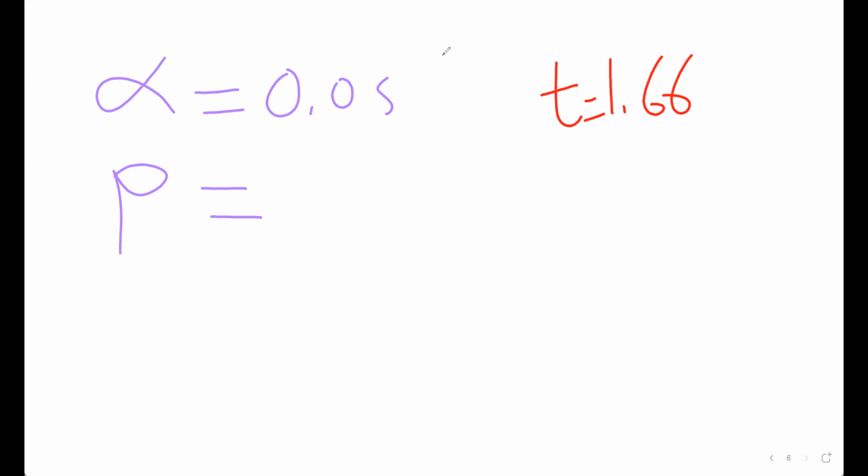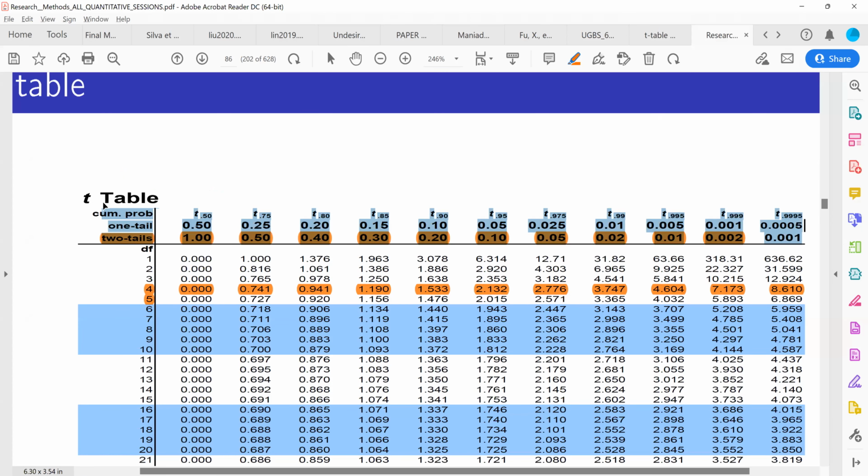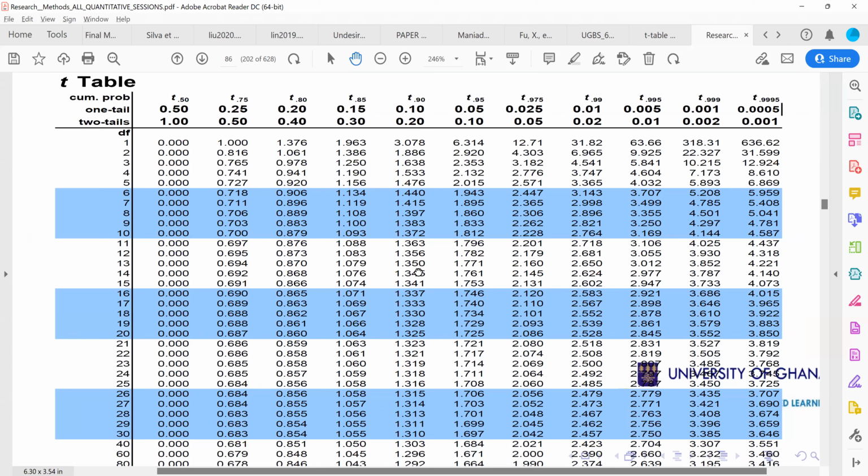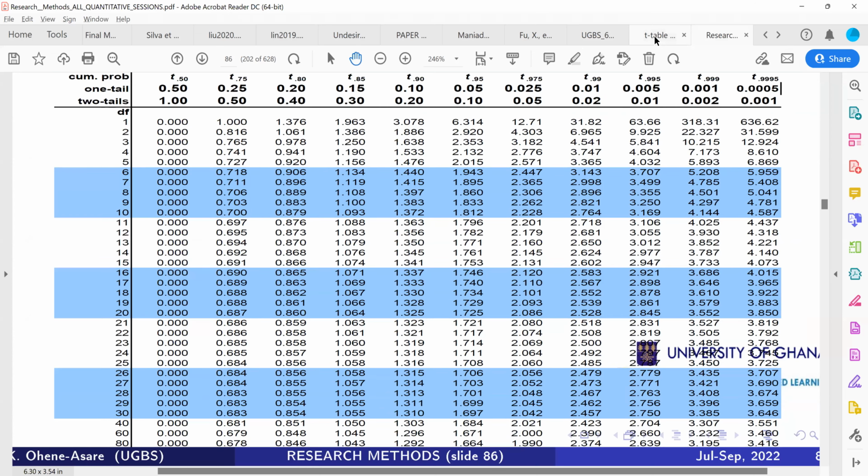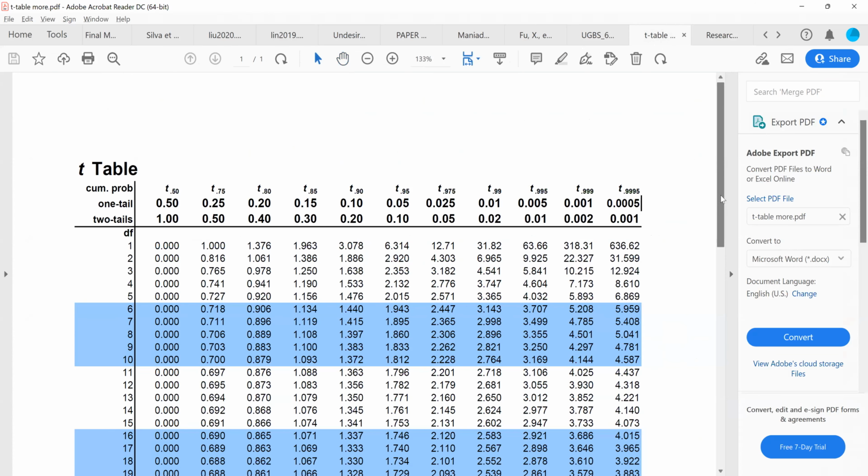That's what we found. We are going to use that to find the p-value in the table. So go to the table. This is the table. You are going to look at the body of this table. Okay. So this is a table. And then you are going to search for a number closest to 1. Now look here. This is even the table itself.